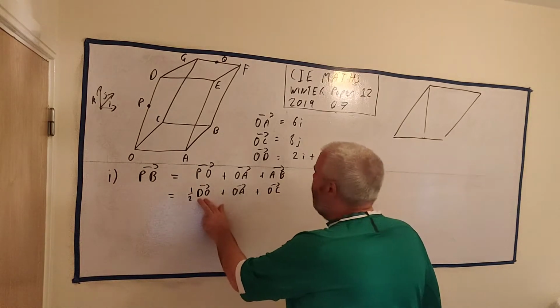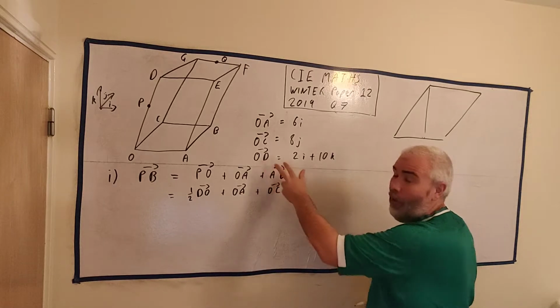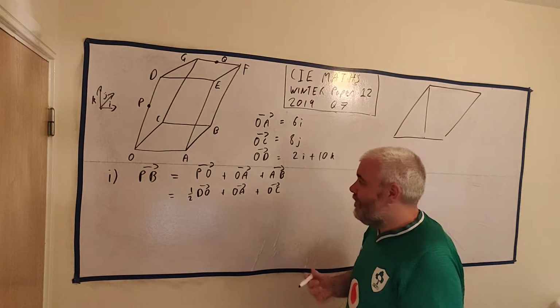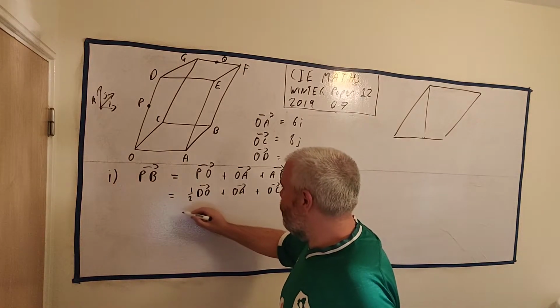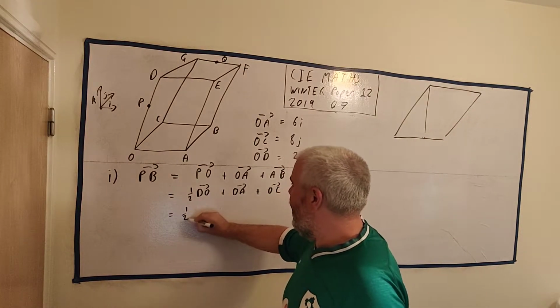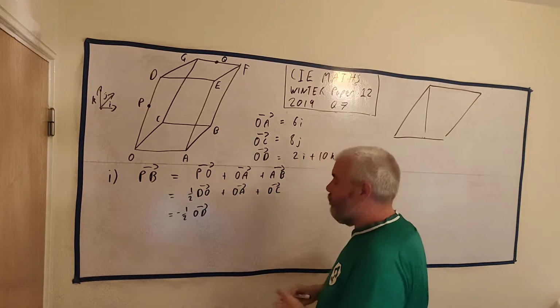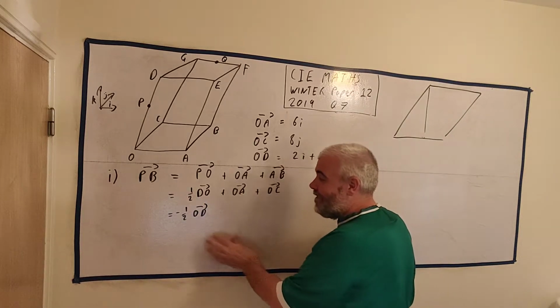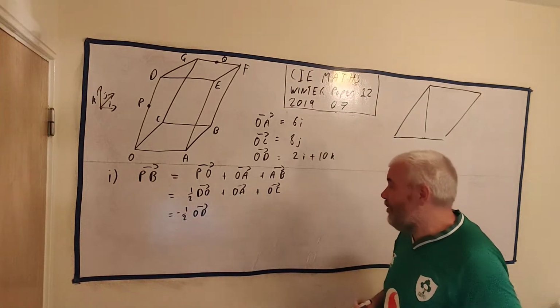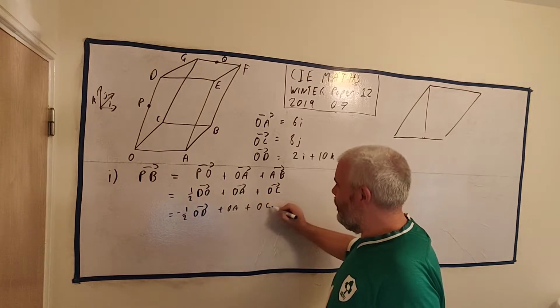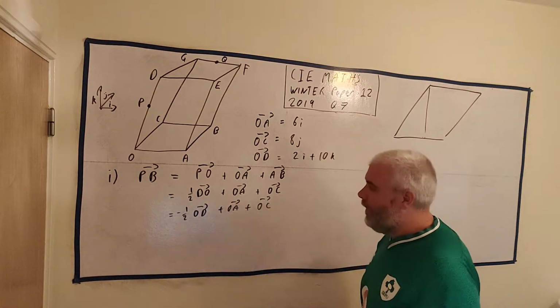Now, DO. I don't have DO, but I have OD. Just different direction, same length. So I can replace OD with half or minus a half O. DO, I can replace DO with OD. Just change the direction, changes the sign. That's all that it does. And plus OA and OC. Keep putting these arrows in.